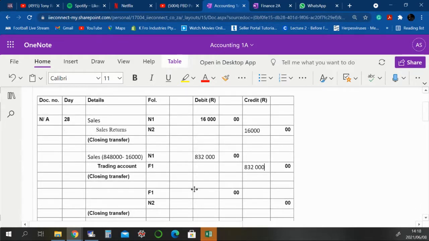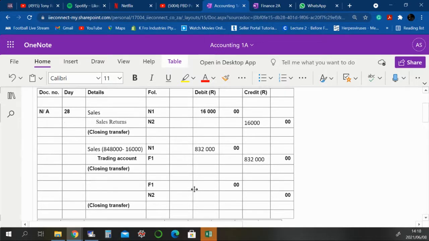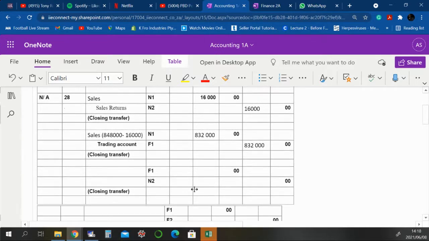Is the trading account treated as an asset? Because I know it's a temporary account, but how does it work? I would rather say it's treated like an income and expense account, because increasing on the credit side, decreasing on the debit side. Remember, we're using it to calculate gross profit, which is an income, assuming we actually made a gross profit, because we could make a gross loss, right?